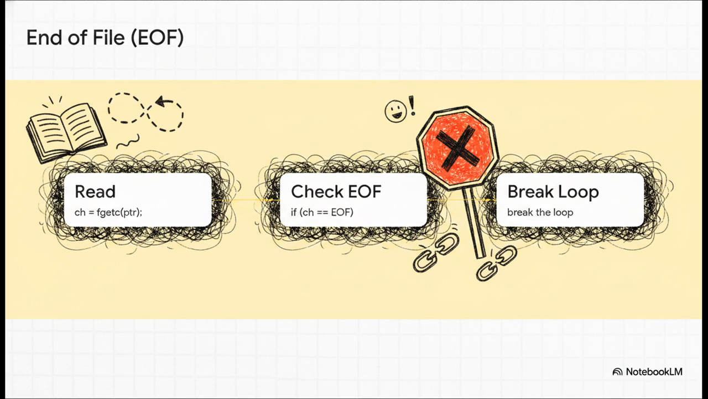This is where error handling is key. When fgetc reaches the absolute end of the file, it returns a special signal called EOF, which literally stands for end of file. By setting up an infinite loop, we can read a character, immediately check if it equals EOF, and if it does, we safely break out of the loop. It's a beautifully simple way to prevent your program from crashing by trying to read data that isn't there.